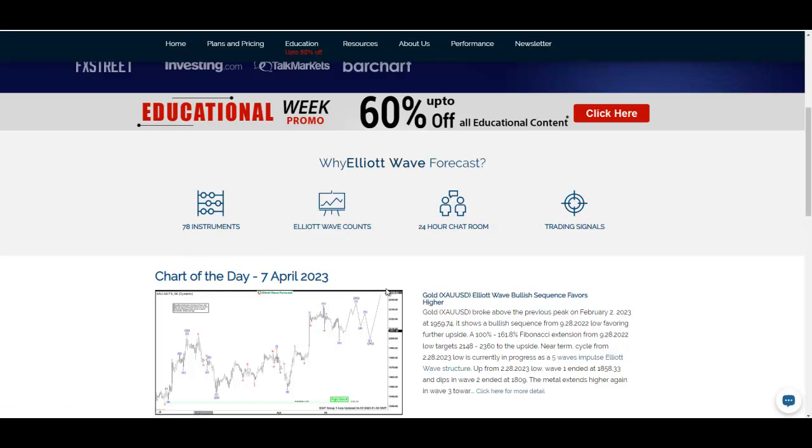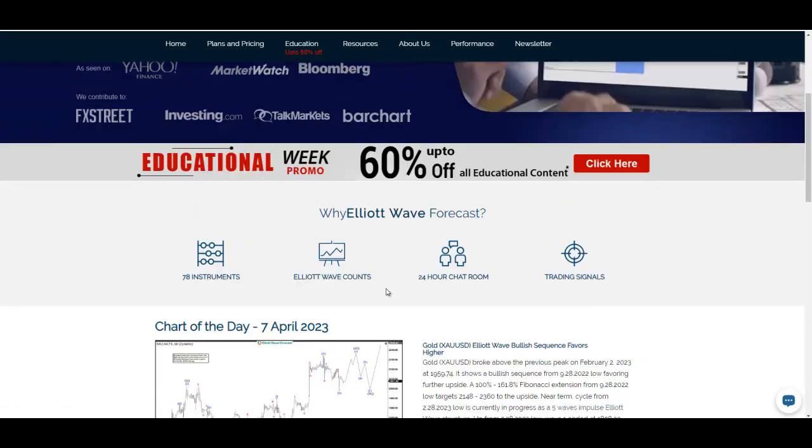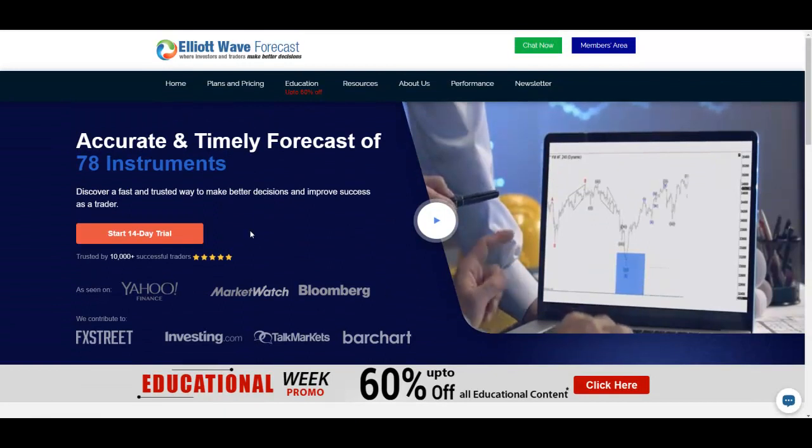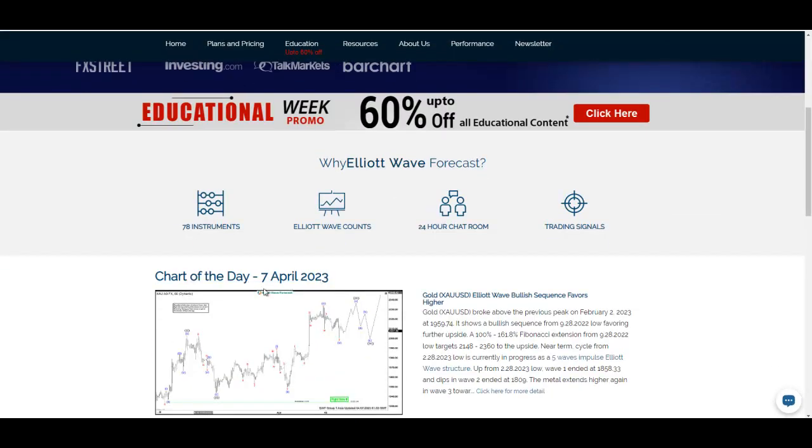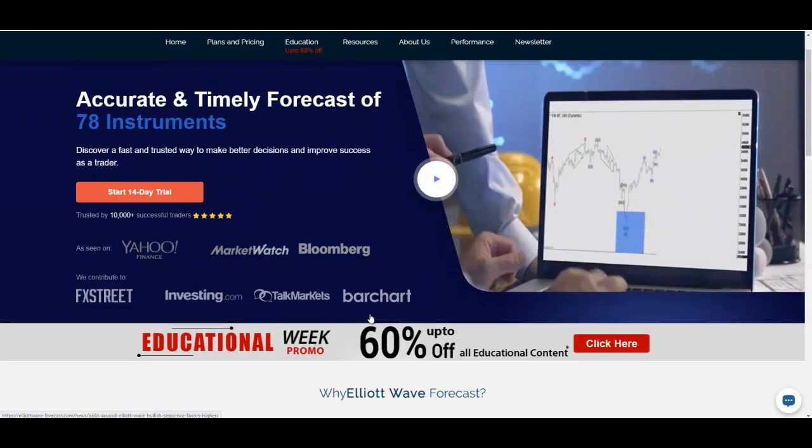If you want to see daily, the charts of the day is free. Just visit Elliott Wave Forecast. You scroll down a little bit and you're going to be able to see the charts of the day. Like last week on Friday, it was gold. Now today, we're going to take a look at the dollar.